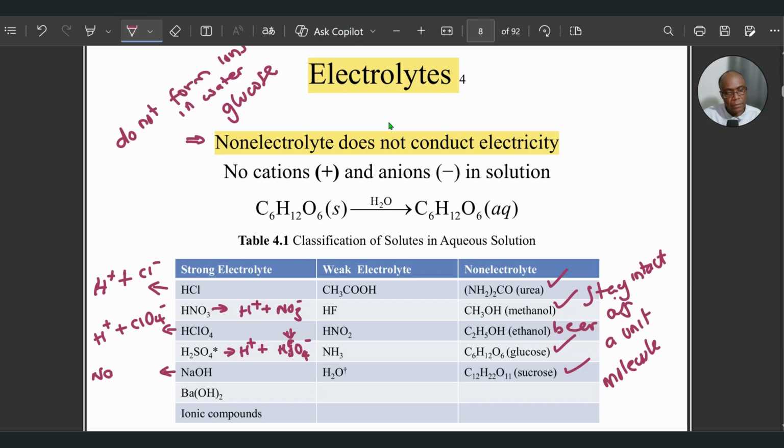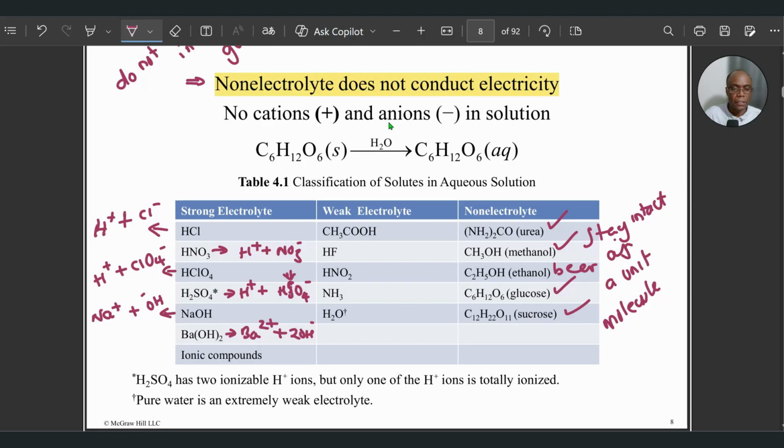Sodium hydroxide, strong base, breaks apart maximally. Barium hydroxide breaks apart maximally to give you those ions. These are strong electrolytes, and other ionic compounds that are not strong bases or acids, the neutral compounds like sodium chloride, potassium nitrate.